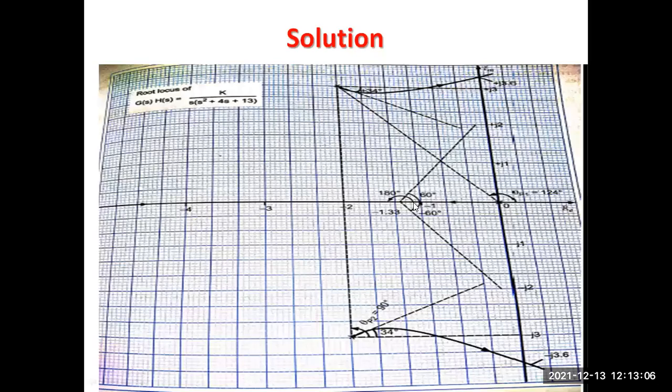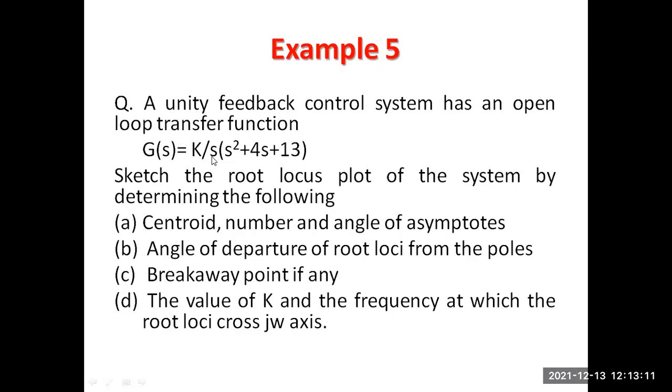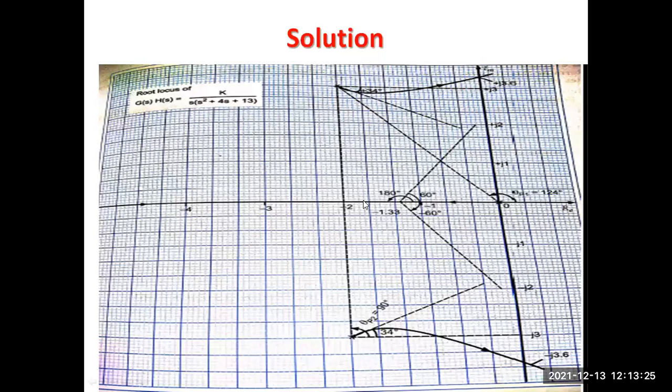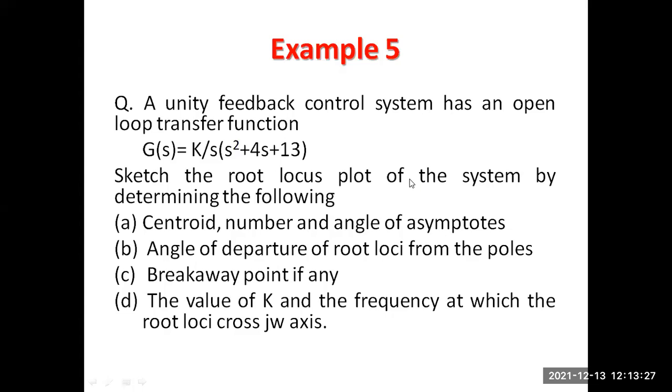Okay, so we'll see. So how many poles are there? S equal to 0, there is a pole, and s square plus 4s plus 13. So we'll solve and we'll get the number of poles. Okay. So number of root loci will be N equal to P equal to 3. So now you calculate what is the angle of asymptote. First you calculate the roots. You tell me what are the roots. Sir, 0 and minus 2 plus minus j3.